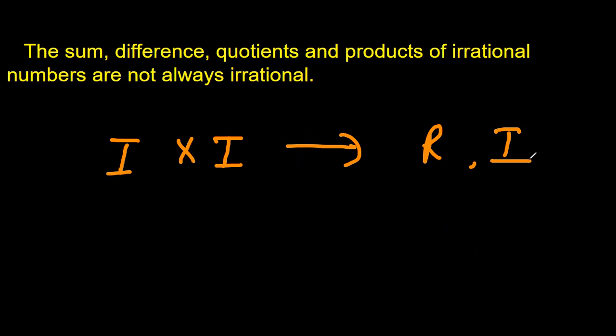That means product is also not closed. Product of irrational numbers is also not closed. So whether it is sum, difference, product, or quotient, two irrational numbers can give either rational or irrational. So we can say that the operations on irrational numbers are not closed.